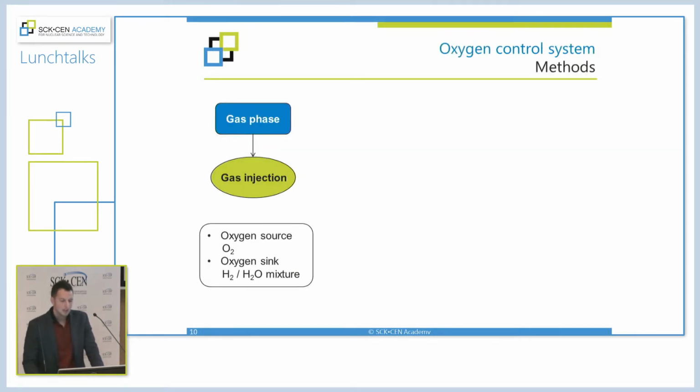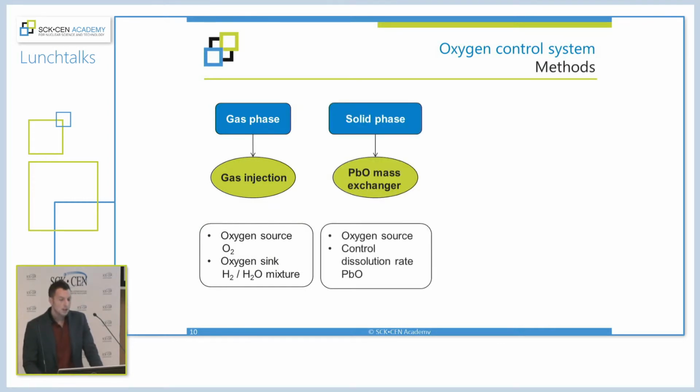Well, there are different methods. So the first method is the gas phase. In the gas phase, we can have a direct gas injection, and we can either add oxygen or extract oxygen from LBE. We have a solid phase method in which we use the lead oxide mass exchanger. In this case, we can only add oxygen by controlling the dissolution rate of the lead oxide. But there is space for another method, and in fact it is the one that we will speak the most about.